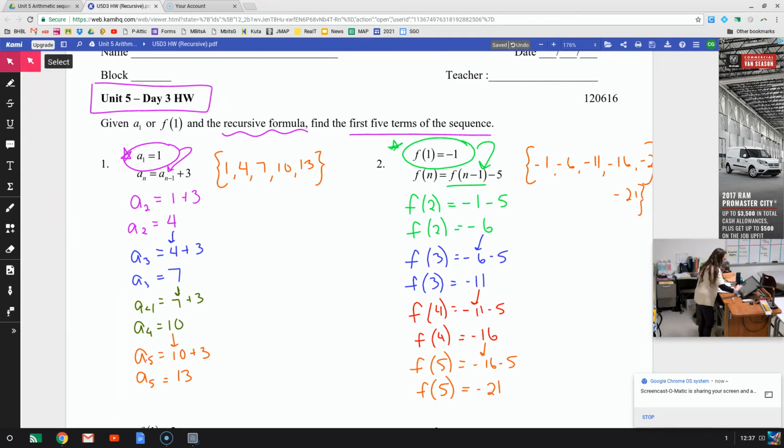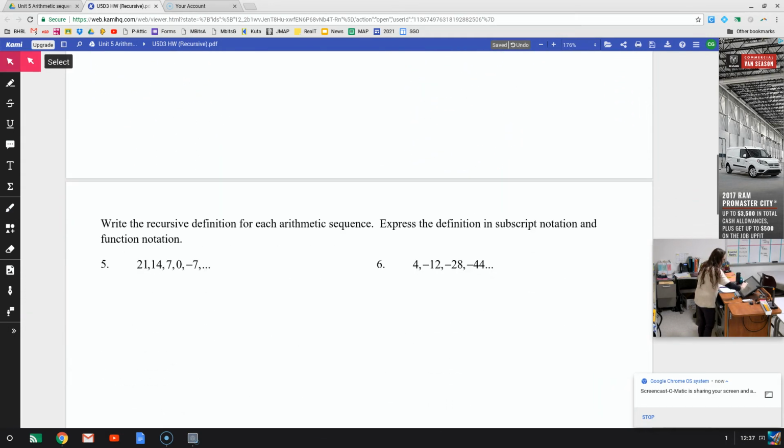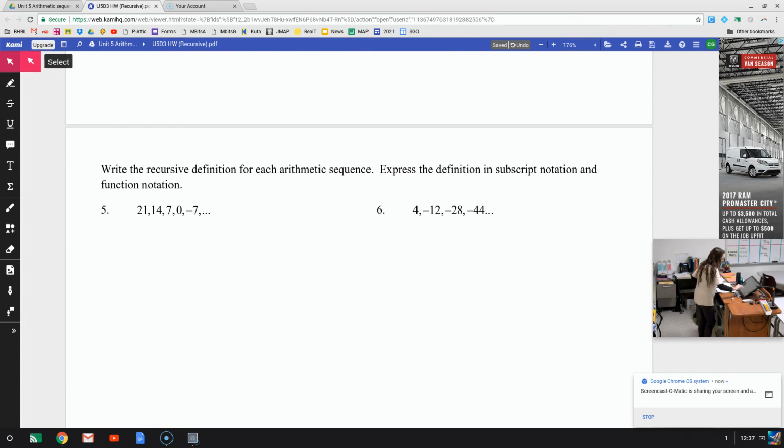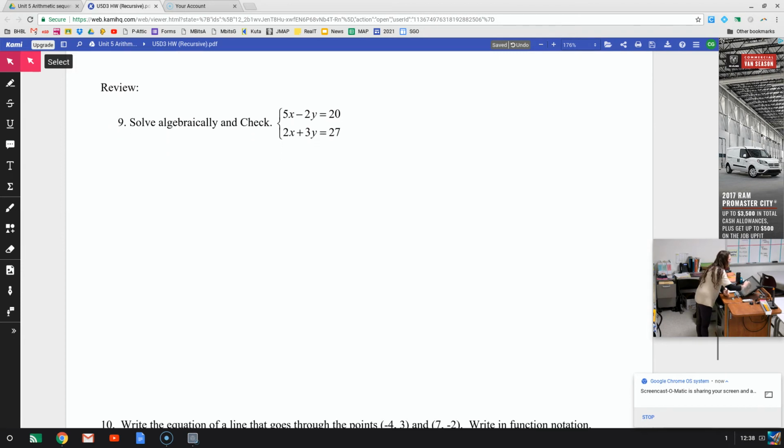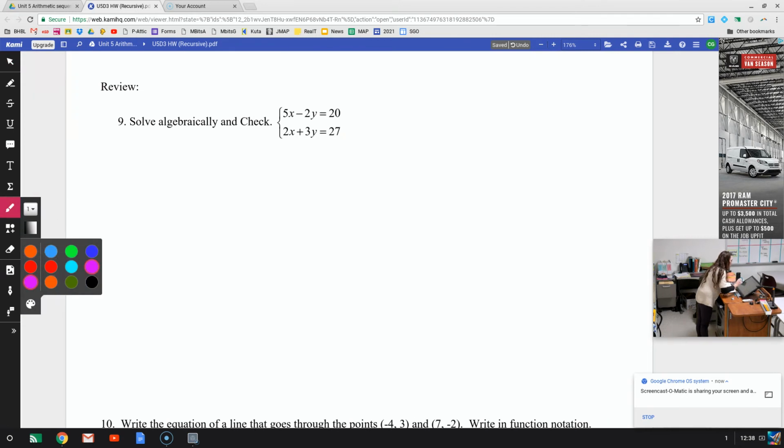All right, let's scroll down and pick a review problem. Let's talk about question 9. Question 9 says algebraically solve and check. Now there are a couple of different ways I could do this problem, but since I have my x's lined up, my y's lined up, my equals, and my number, I know that this is prime for using the elimination method of solving a system of equations.